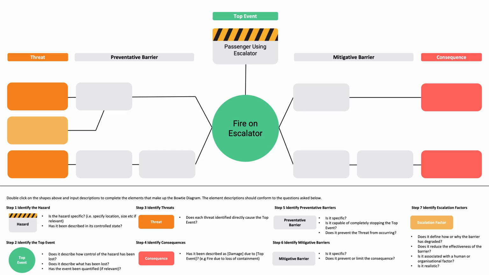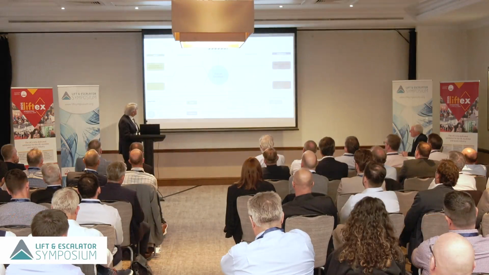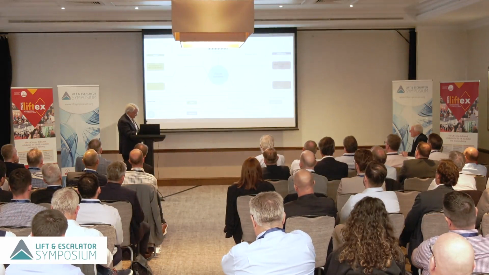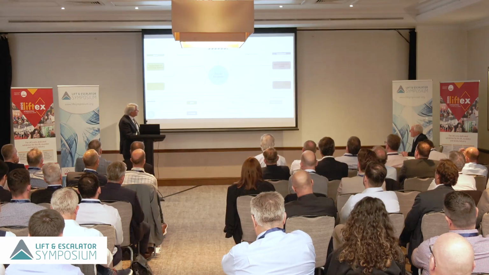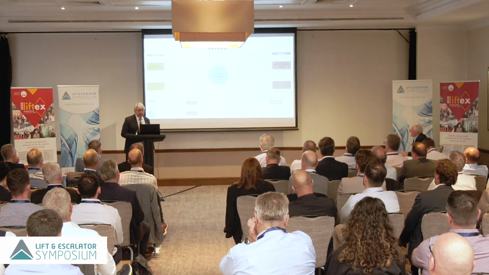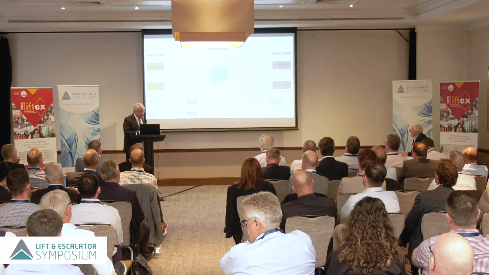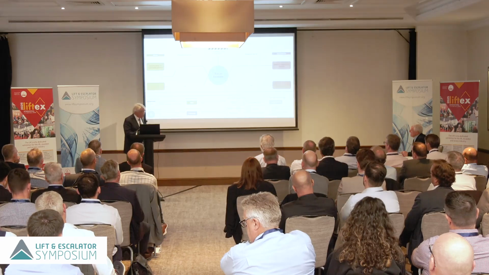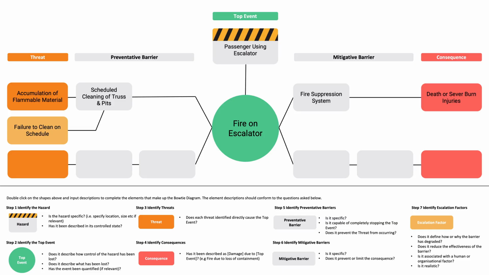So let's take a look at fire on an escalator. We have an accumulation of flammable materials. And over here we have the mitigative, there's no barrier shown here yet. The consequences are death or severe burn injuries. So we'll use the same thing we did with the ISO standard. We'll say, well, okay, we're going to schedule cleaning of the truss and pits, and then if that isn't good enough, we're going to do a fire suppression system on this side.